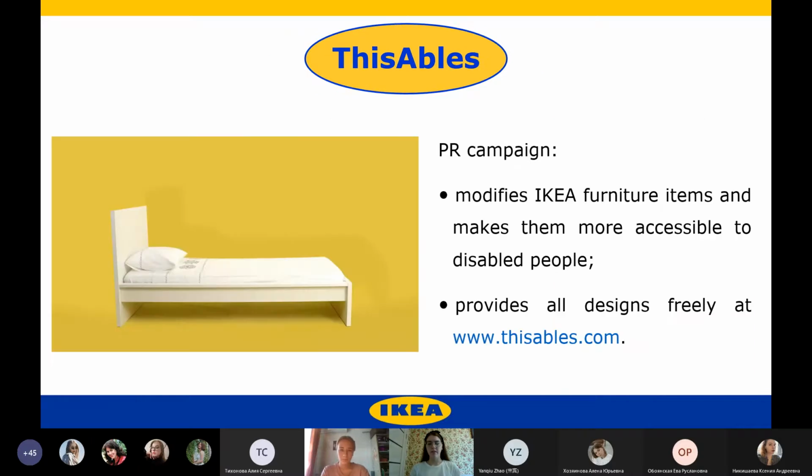Now we will tell you about recent campaigns. IKEA developed accessories that make existing furniture more accessible to people with disabilities. This Able collection modifies IKEA furniture items and improves their performance, offering, for instance, a larger switch for a lamp or wedges for lifting a sofa. This campaign takes place in Israel and all designs are freely available on the website. Thus, everyone can 3D print them.